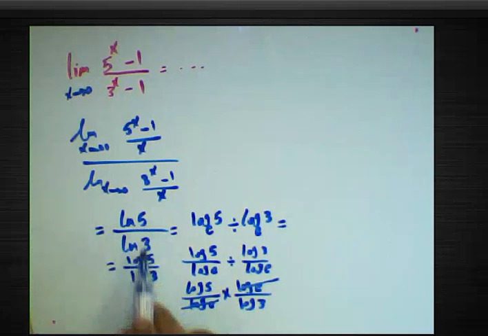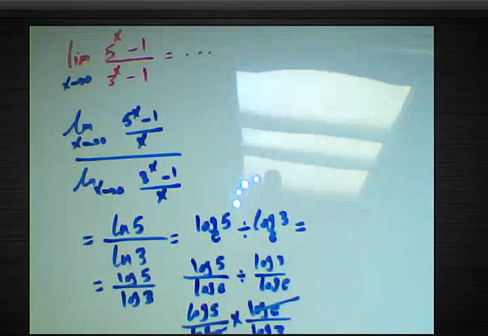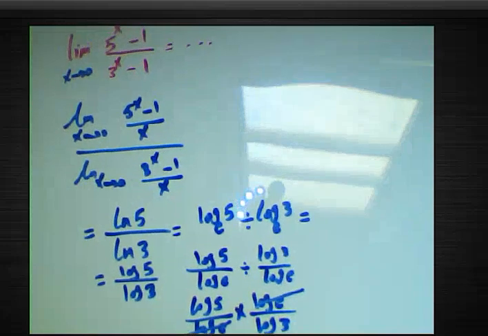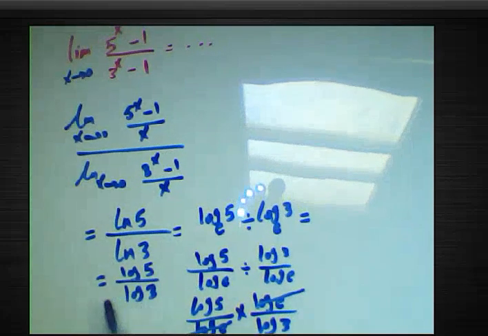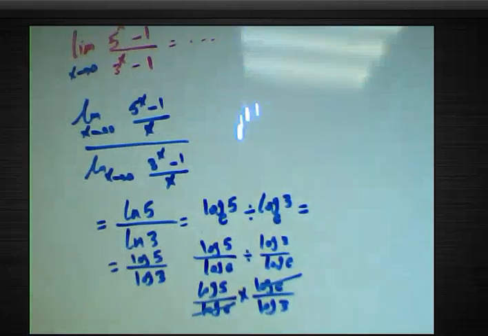So ln 5 over ln 3 is equal to logarithm 5 over logarithm 3. You must use this rule. Again, ln 5 over ln 3 equals log 5 over log 3. Understood?